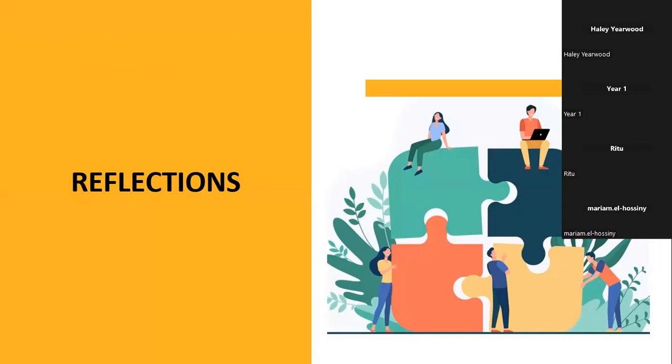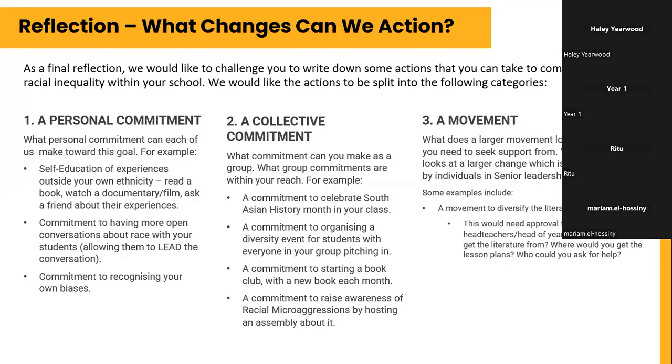So, some reflections. What can you change? What can you action? I want you to write down some actions that you can take to combat racial inequality in your school. We're going to split these actions into three categories: a personal commitment, a collective commitment, and a movement.